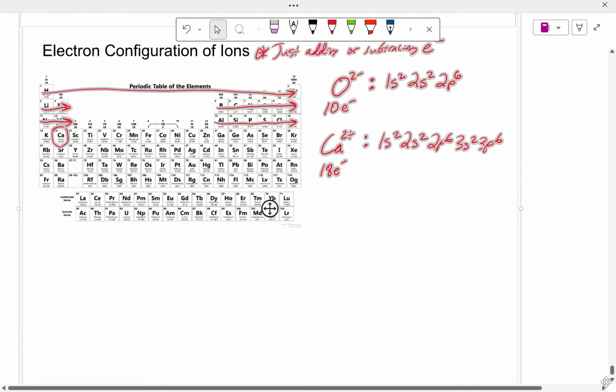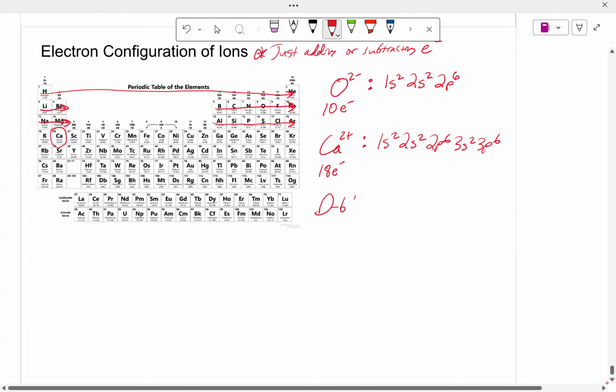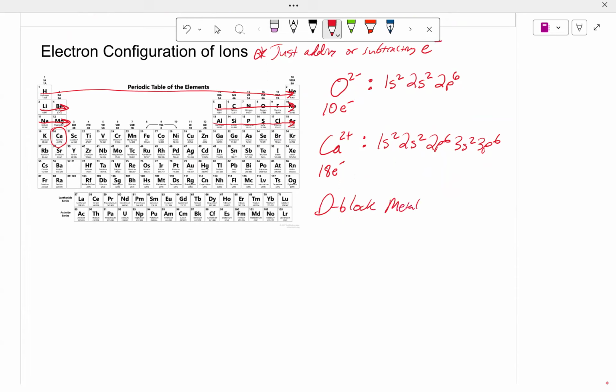Now, finally, let's look at the d block elements. The d block metals are going to lose their s electrons first. And here's what I mean by this. Let's look at iron. So here's iron. I'm going to use the shorthand here. So I'm going to use the noble gas right before iron, which is argon. And then it's 4s2, 3d6.